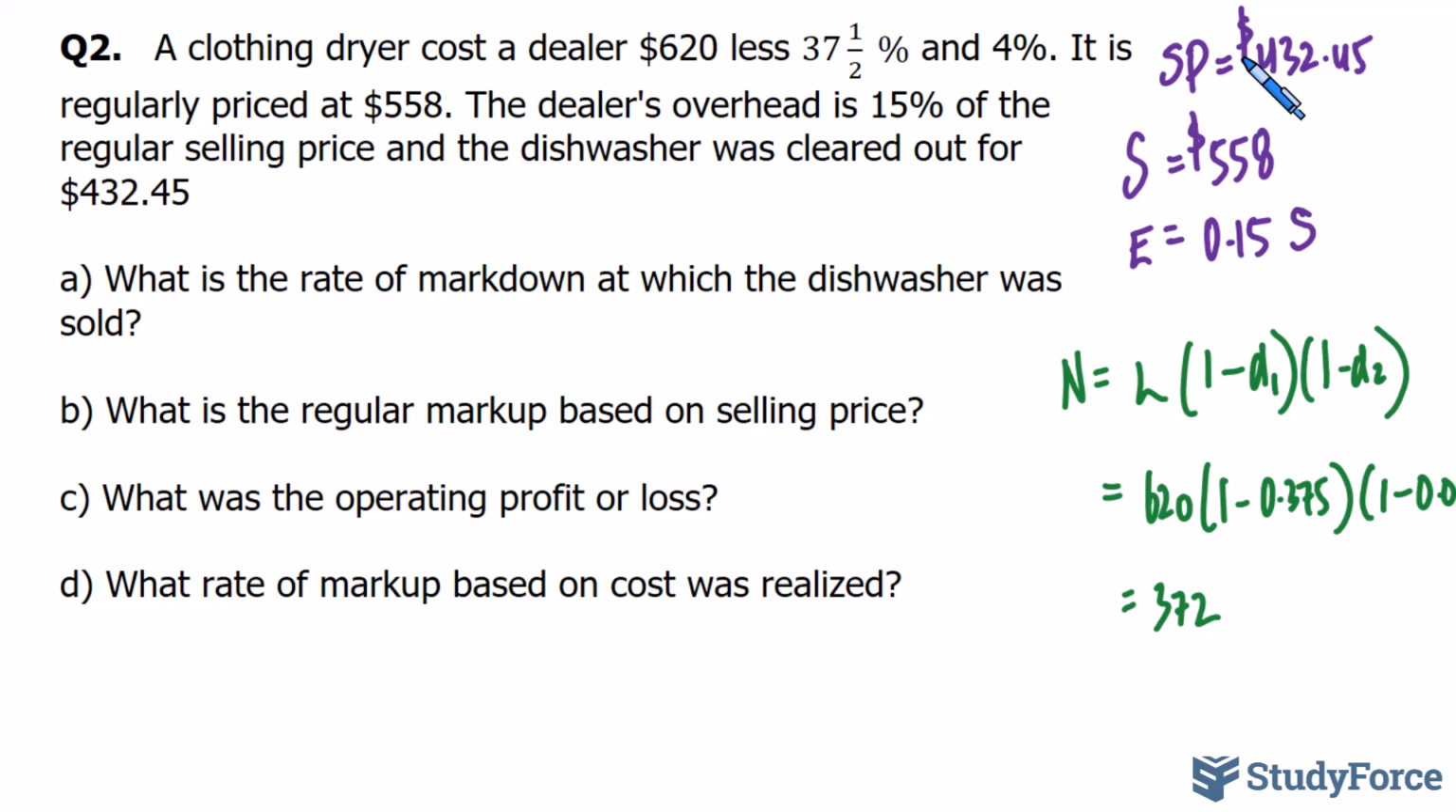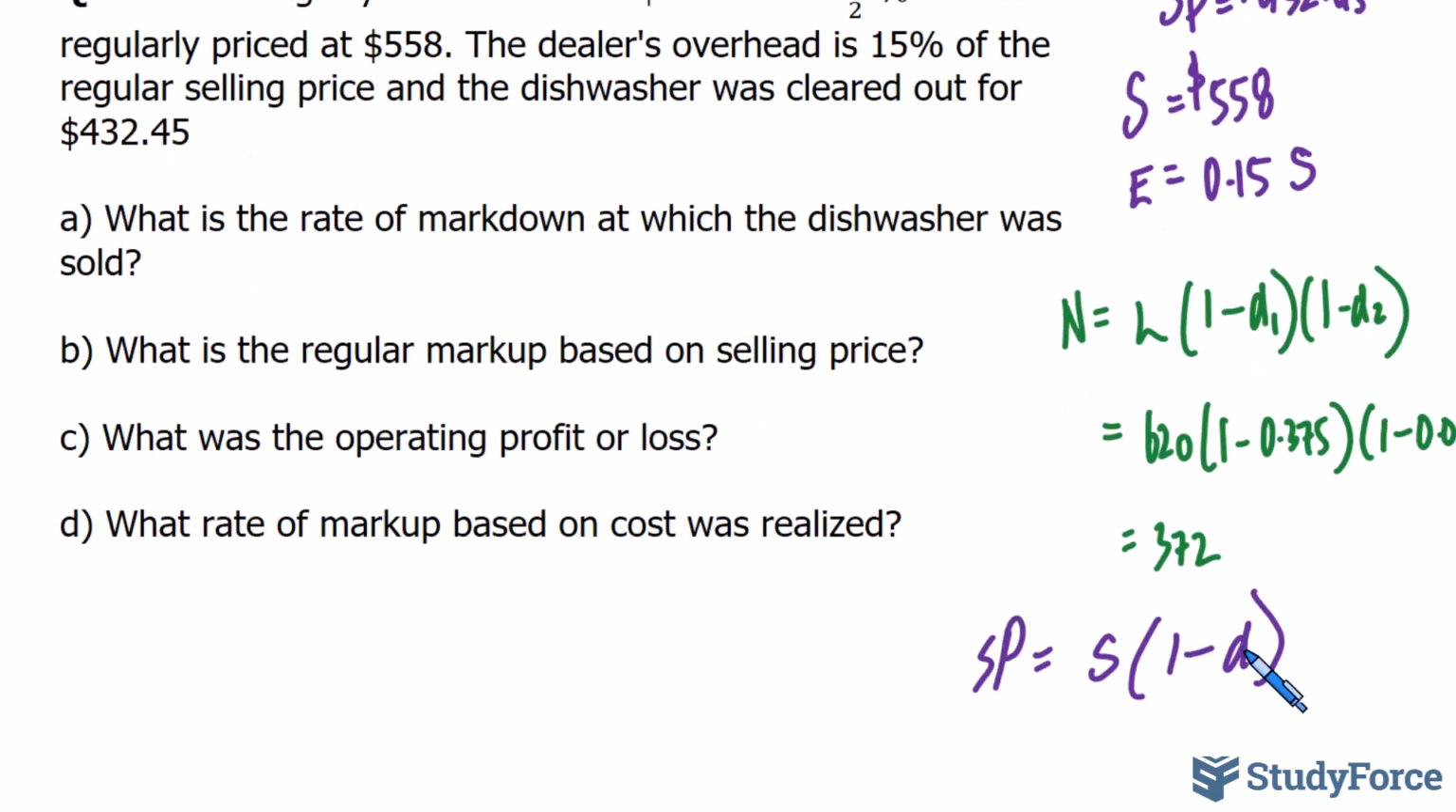What is the rate of markdown at which the dishwasher was sold for? Given the information provided, this can be answered quite simply. So the sale price is equal to the selling price times 1 take away the discount. And that's what we're looking for. We're looking for lowercase d. The sale price was given in the question. They said it was cleared out for $432.45. The selling price, the original price, is $558.